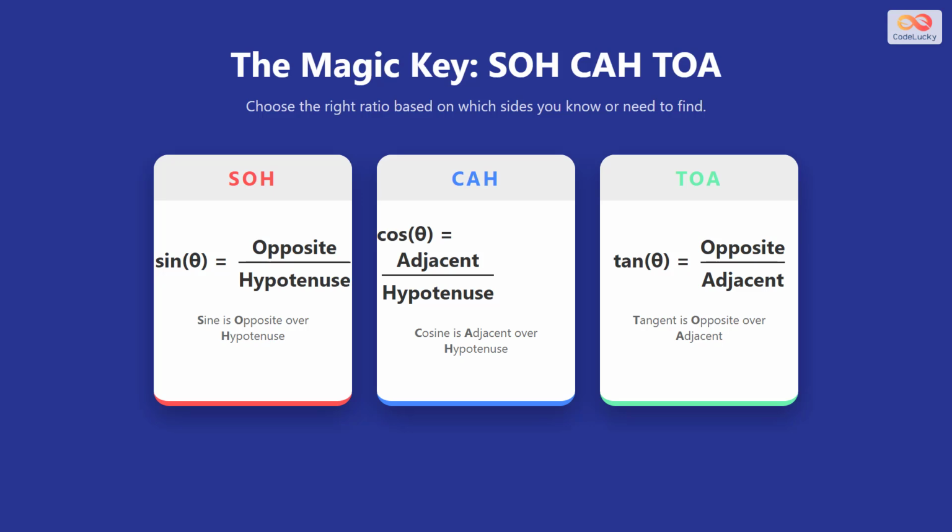To solve these, we use SOH CAH TOA. Sine uses opposite and hypotenuse. Cosine uses adjacent and hypotenuse. Tangent uses opposite and adjacent. Knowing which one to pick is the key to solving the problem.